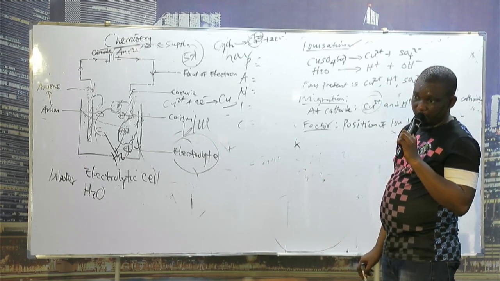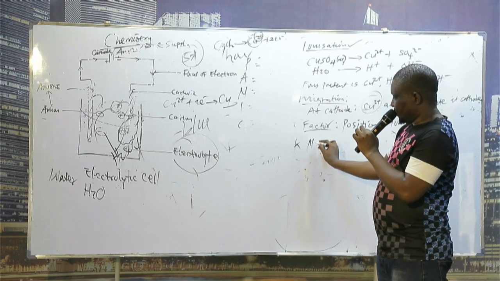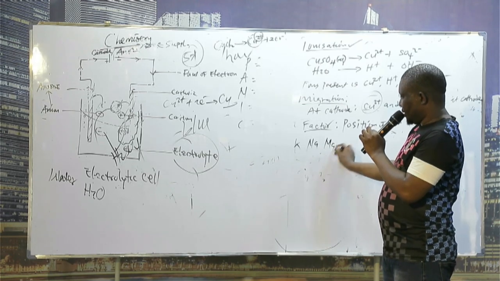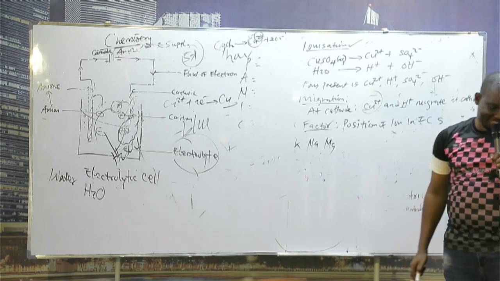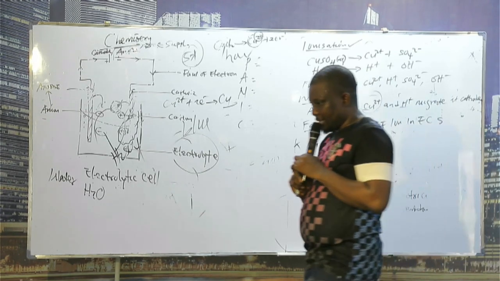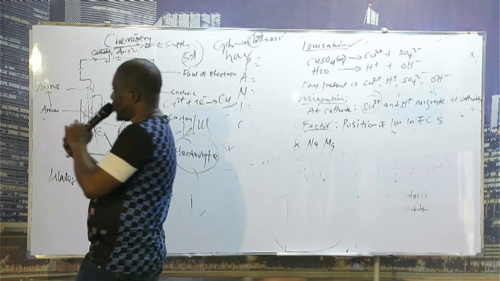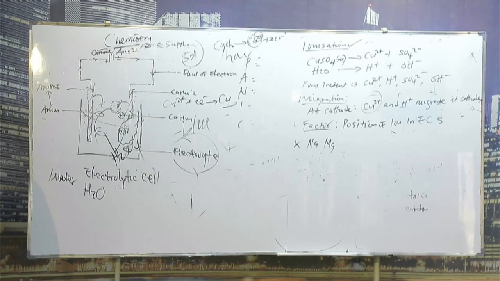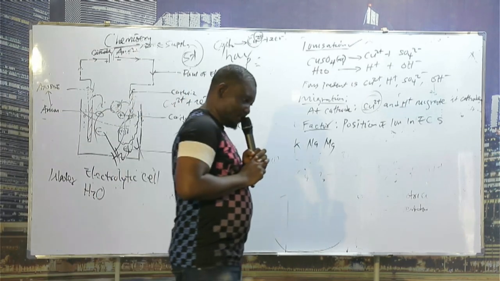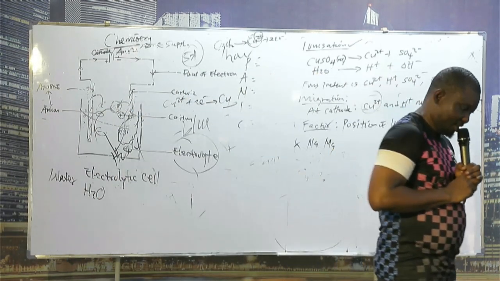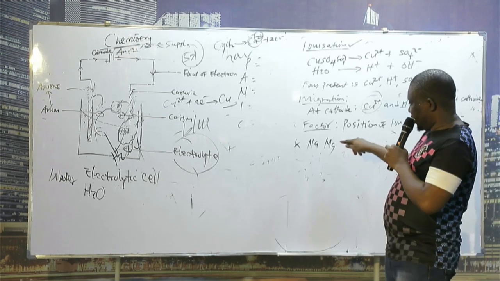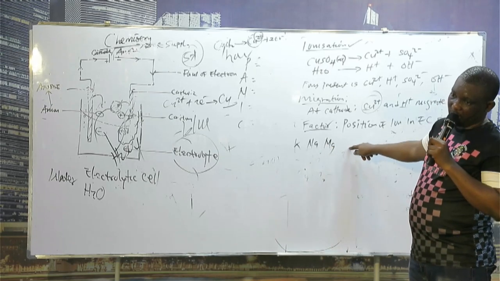First is what? Potassium. Next is what? Sodium. Next is what? Is calcium there? If calcium is there, that means calcium will come after potassium. Don't argue with me. I'm an authority. It's like this. It's like that. If you put calcium here, put magnesium here, is wrong.